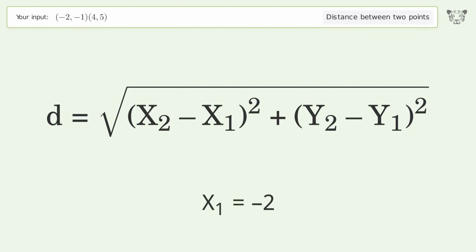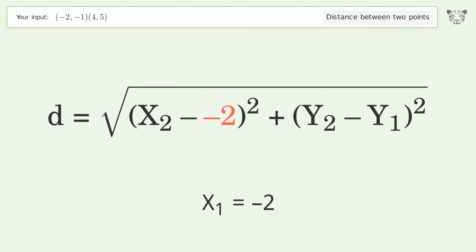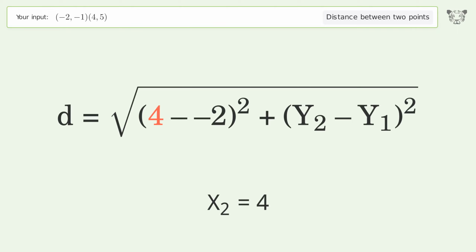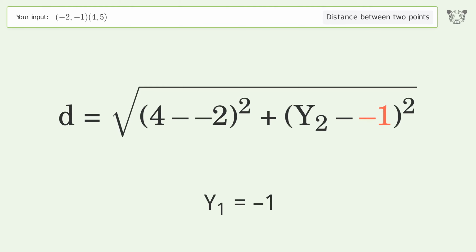x1 equals -2. x2 equals 4. y1 equals -1. y2 equals 5.